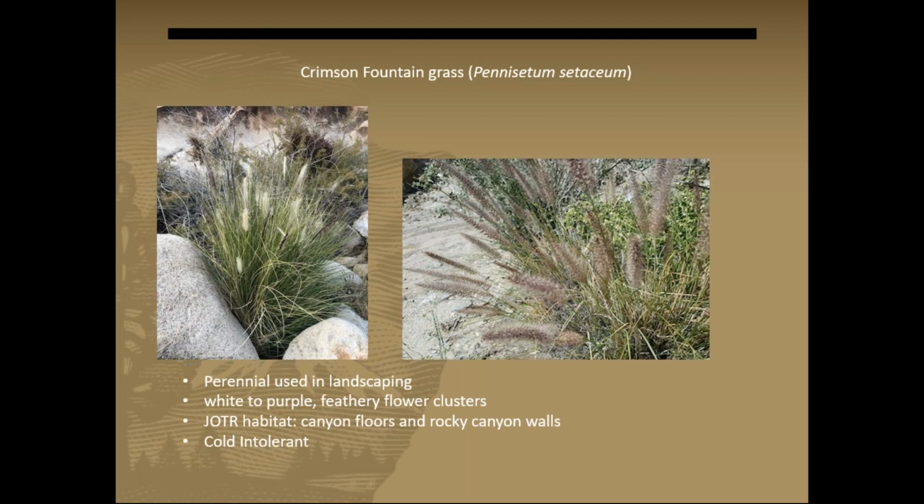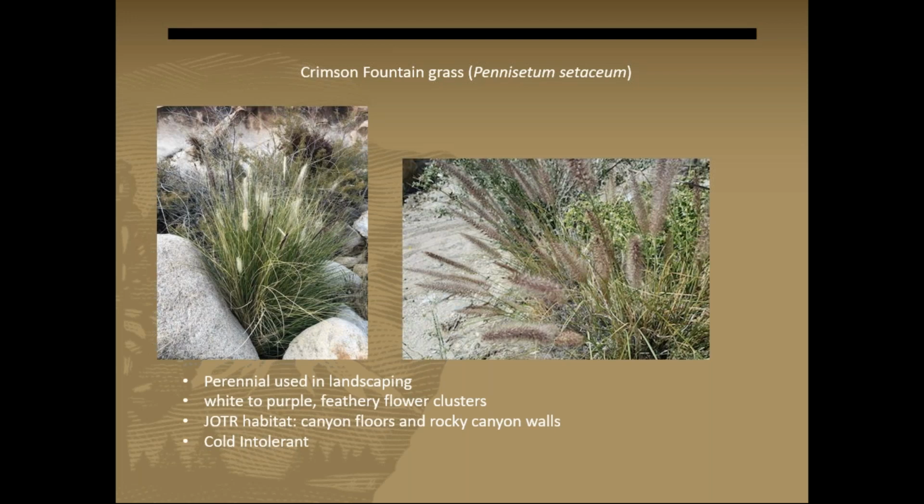Within Joshua Tree, fountain grass tends to be found in canyons, in riparian areas, along canyon floors, and also grows up onto rocky canyon walls. You don't see it very often, almost not at all, just growing in an open valley. Fountain grass also, I believe it to be cold intolerant, and you don't find fountain grass at the highest elevations in the park, generally under 4,000 feet in elevation.